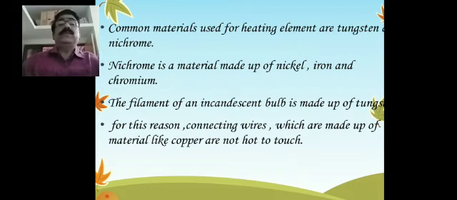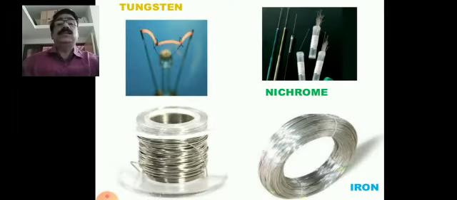Therefore, common heating elements are tungsten, which has a high melting and boiling point. That's why it is used in the bulb. And nichrome, made up of nickel and chromium. So you can see the figure of this, how the nichrome and tungsten are produced.